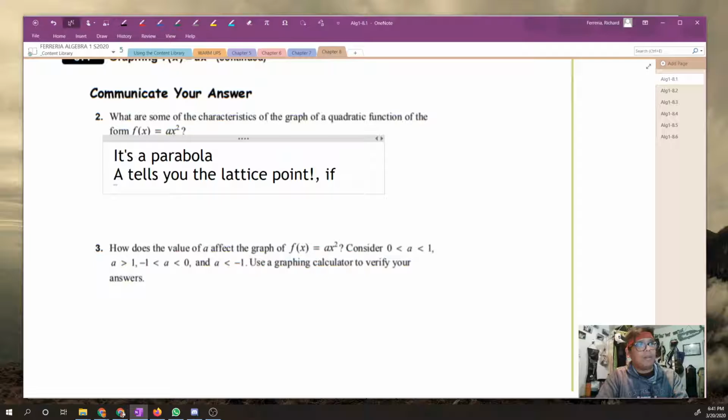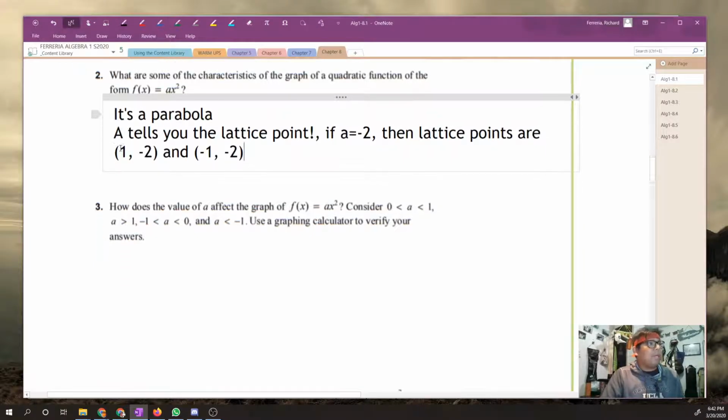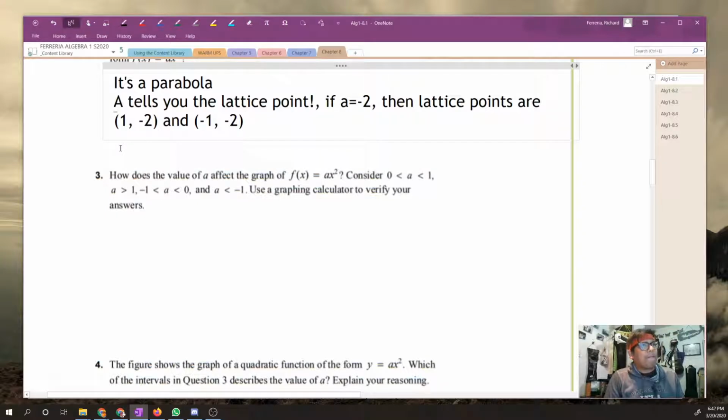So if a equals, let's say, negative 2, then the x-coordinate of the lattice point is going to be 1, and the y-coordinate of that lattice point is going to be negative 2. And then on the other side, negative 1, negative 2. Okay? Moving on to 3. How does the value of a affect that graph? Use a graphing calculator to verify your answer.